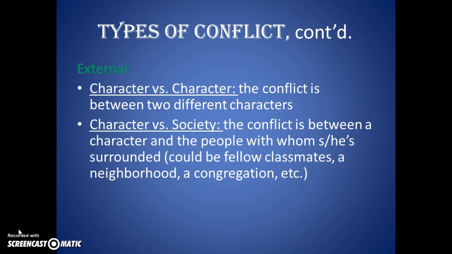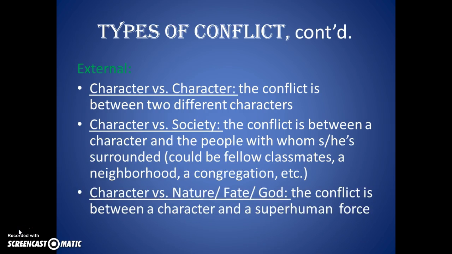For example, if you think of Atticus Finch in To Kill a Mockingbird, he was definitely in conflict with the people of his town and the entire South, most of whom embraced Jim Crow laws and the Jim Crow thinking, which he did not. And then character versus nature, fate, or God. That's where the conflict is between a character and a superhuman force. So if you've seen the movie Titanic, the iceberg would be the superhuman force, and the struggle of all the characters to survive, they would be the characters against nature.